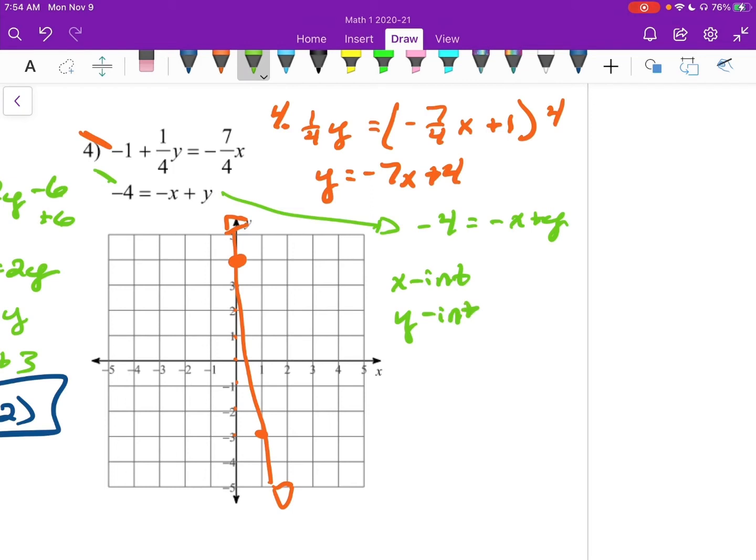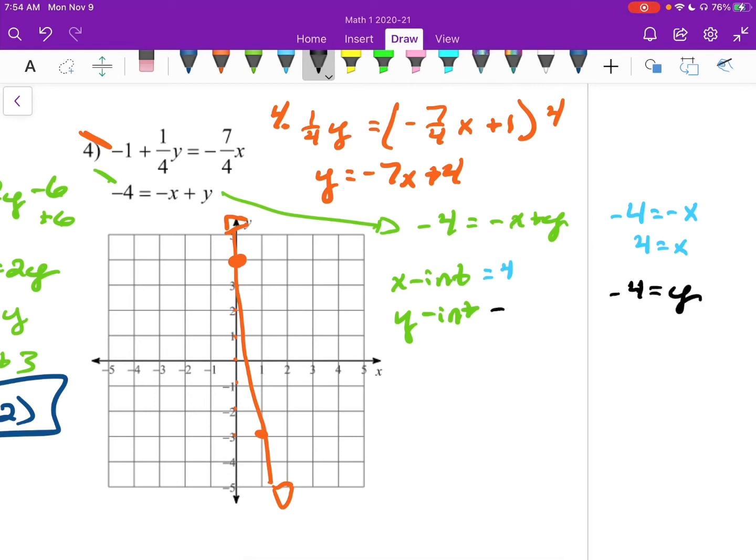So for the x-intercept, we plug in 0 for y. So this y goes to 0, and we get -4 equals -x. Well, that's the same thing as 4 equals x. So my x-intercept is 4. My y-intercept, I plug in a 0 for x, and I get, well, -4 equals y.